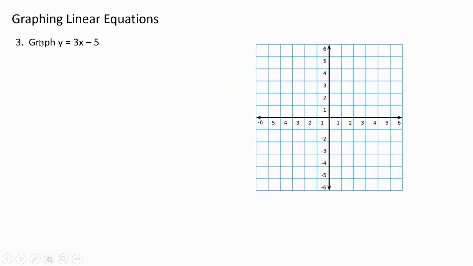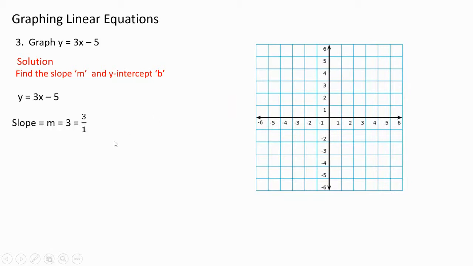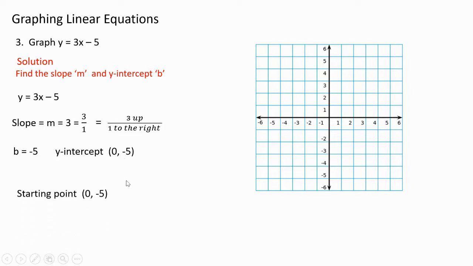Anyway, let's graph this one here. So again, the same procedure. You have to find the m and the b, the y-intercept. We know that this is my slope, my m. It's 3, and it's 3 over 1. Why do I put it as a fraction, as a rational number? Because this is my rise, this is my run. So 3 up and 1 to the right. Now, my b is -5, so that's my y-intercept, and that's my starting point. The b is always your starting point.